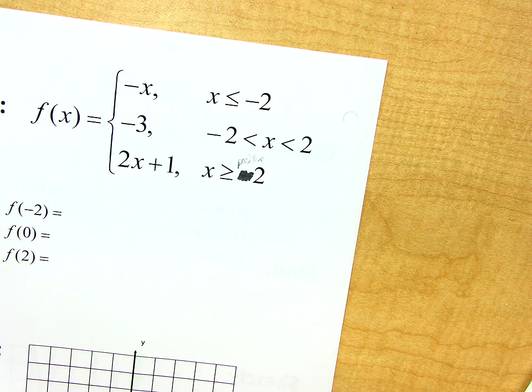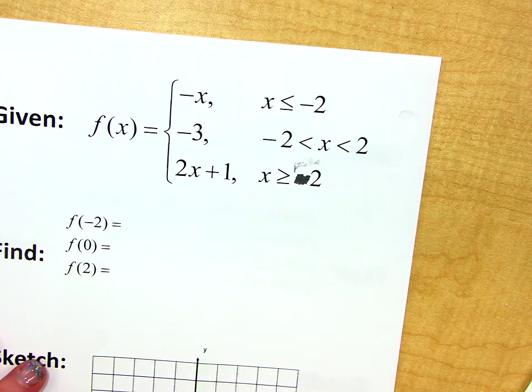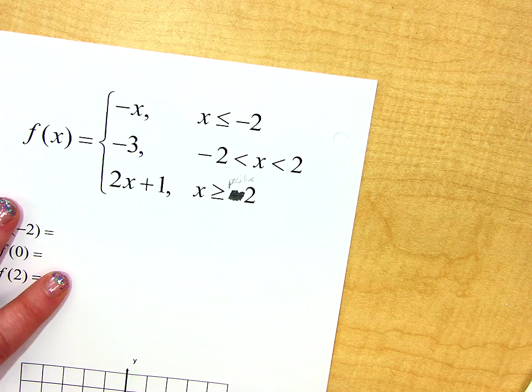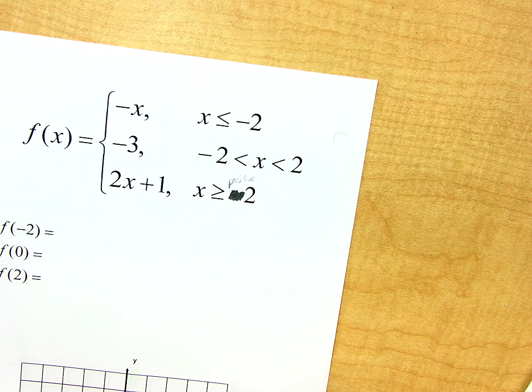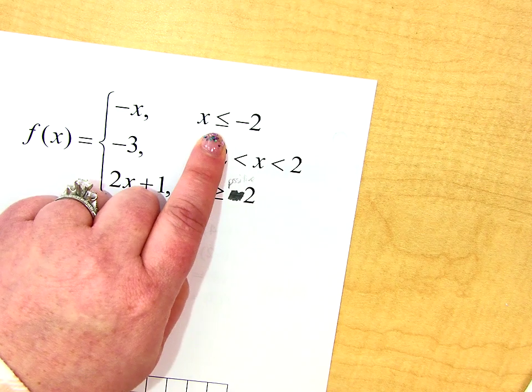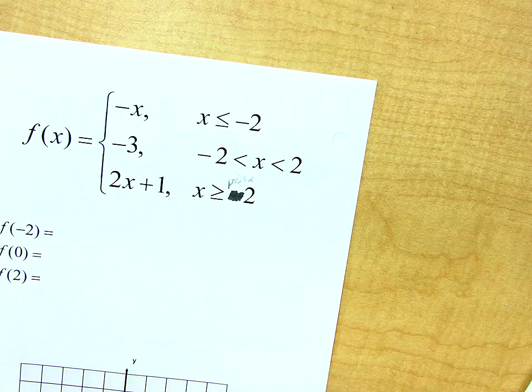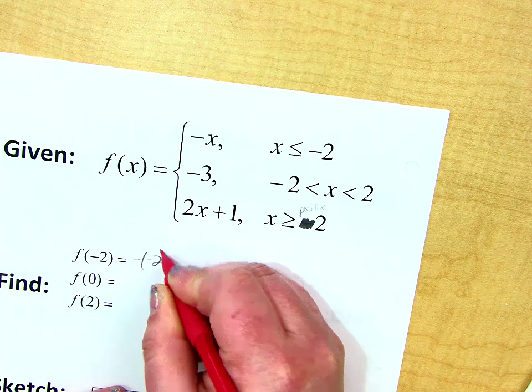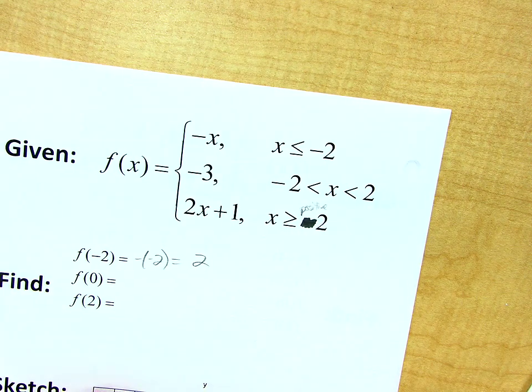Okay, so let's try this. If I plug in -2 for x, where am I going? Top, middle, or bottom? The top. That's the one where it fits into. So, what would f of -2 be? Just 2, right? Because I want -2. So I get 2.